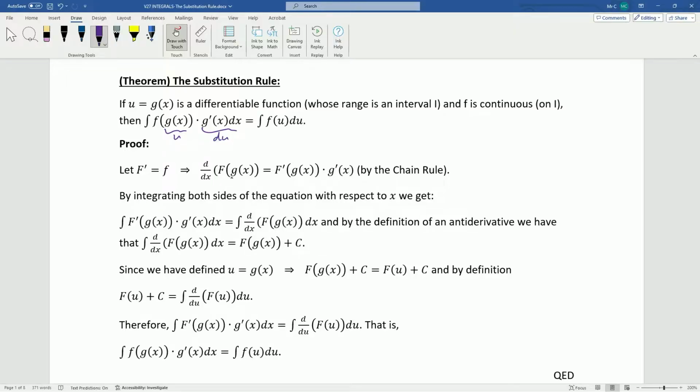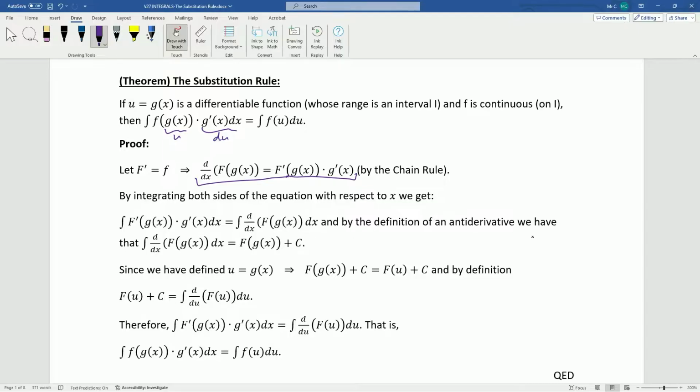So then if I take the derivative of both sides here, well, let me rephrase that. Since cap F prime is little f, if I take the derivative of cap F of g of x, I have to apply the chain rule. And so I get cap F prime of g of x times g prime of x, the derivative of the inner function, by the chain rule. So now we have an equation that relates these two expressions, and we're going to integrate both sides of that equation with respect to x. So I integrate cap F prime of g of x times g prime of x dx, and the derivative of cap F of g of x dx.